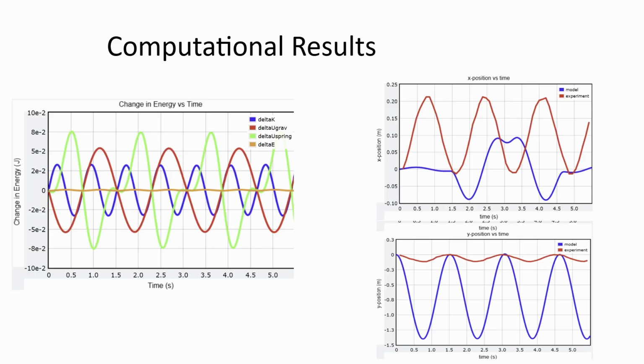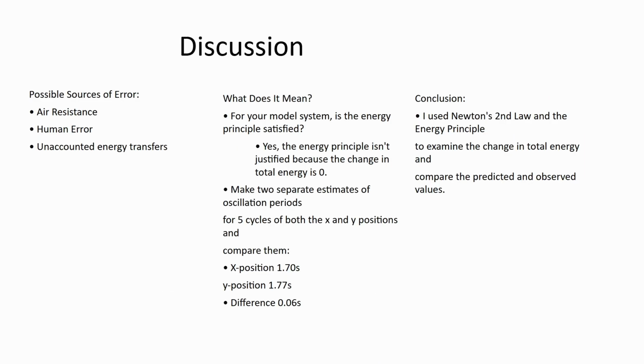And then on the other side, we can see position versus time of the x-axis and position versus time of the y-axis. And it's not really looking pretty there, and we'll go over why some of those issues may have occurred. Now, some possible sources of error include air resistance, the camera angle, the human error during tracking, all of that.